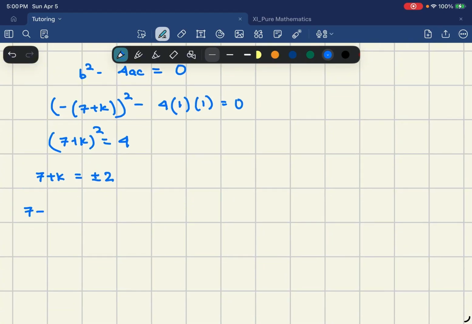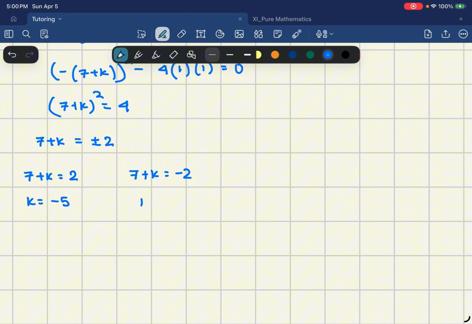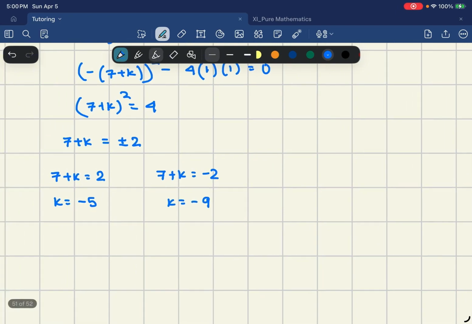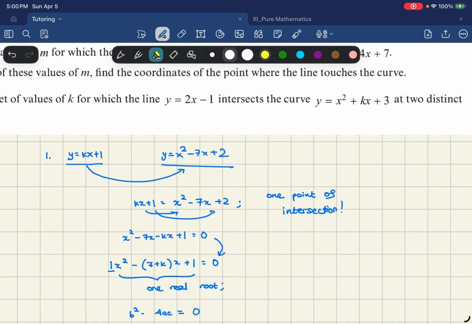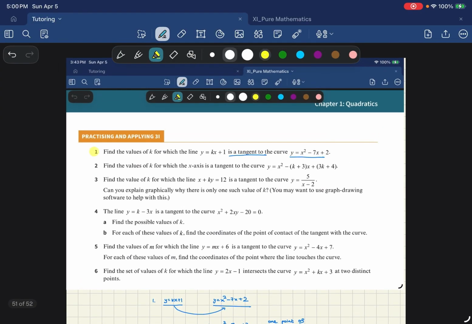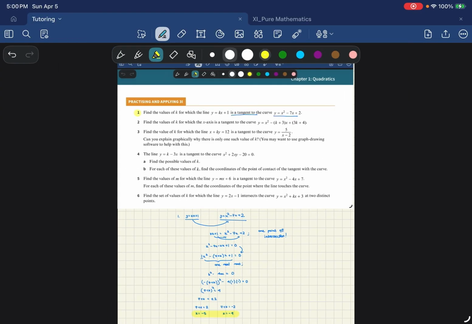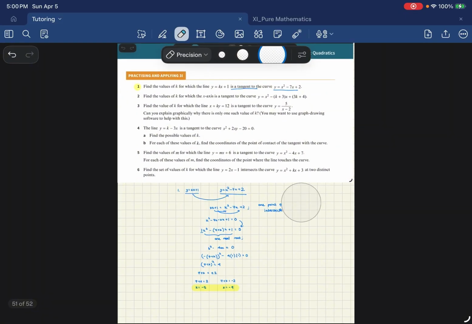So now 7 plus k, if that is 2, then k is equal to negative 5, right? So if you solve this, you get k is equal to minus 5. And if 7 plus k is equal to negative 2, then k is equal to negative 9. So those are your two values of k for which your straight line will be a tangent to your parabola. So minus 5 and minus 9. Those are the values of k. All right, so that's how we're going to solve most of the questions in this chapter, in this topic.